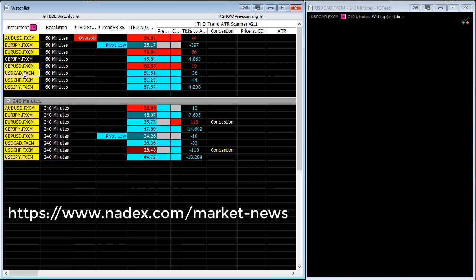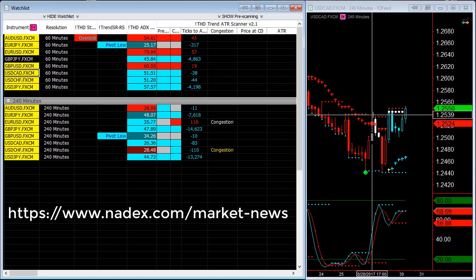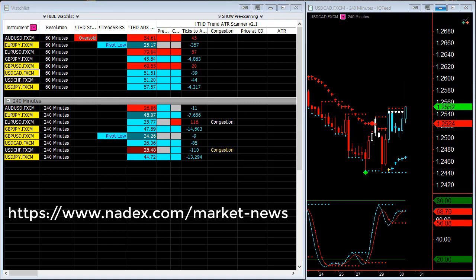And then if you look at the US CAD, it went up to the ATR, came back down. Look at the divergence on this as it came back to test that low. Look at the divergence. This indicated that this market was going to go up.